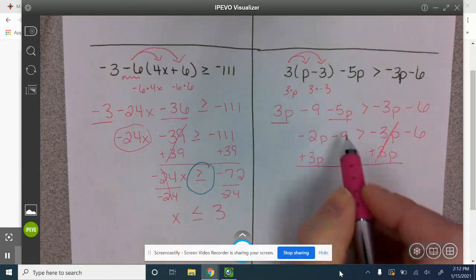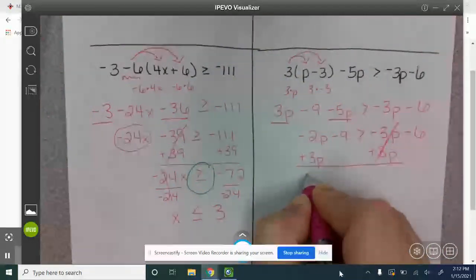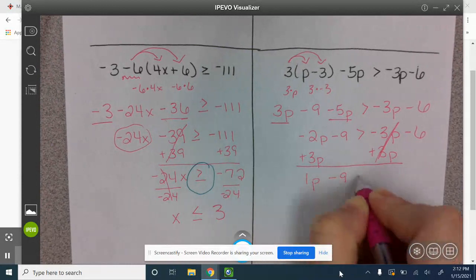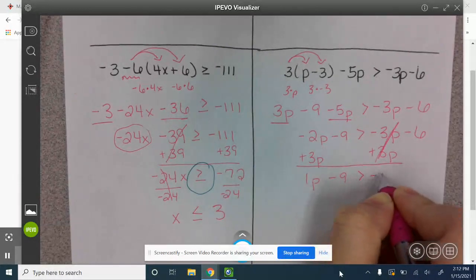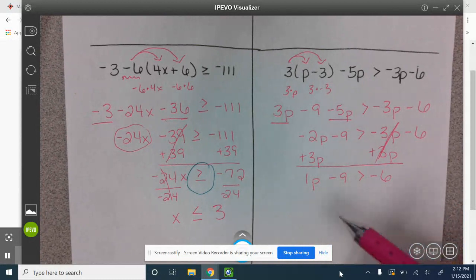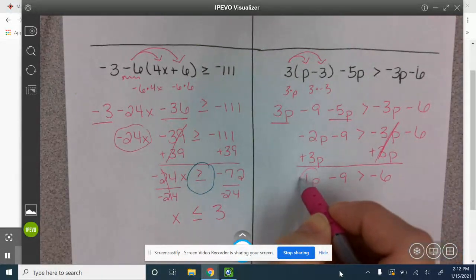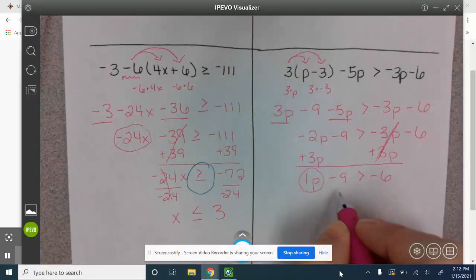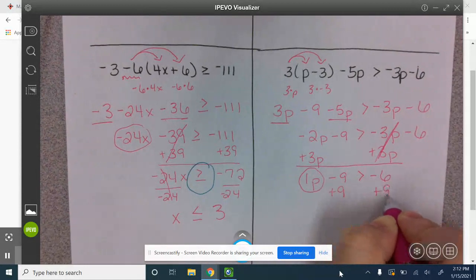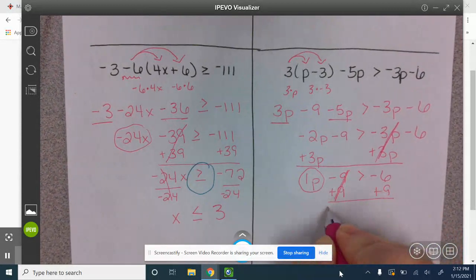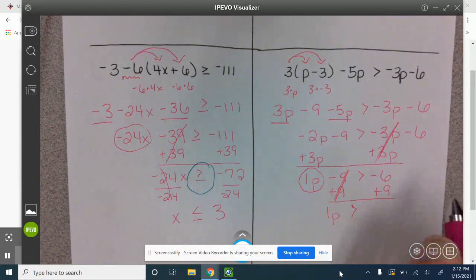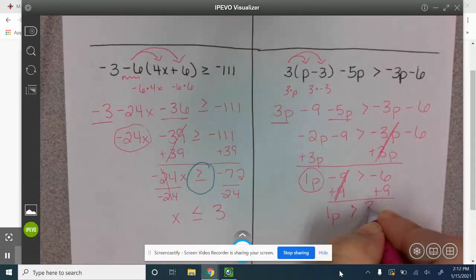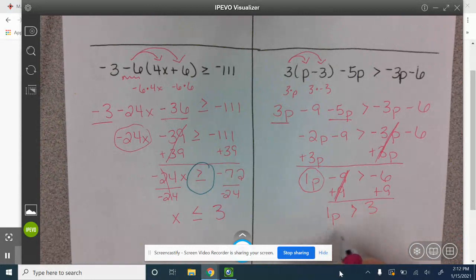They cancel out. Negative 2 plus 3 would give me 1p. Bring down everything else. Minus 9 is greater than negative 6. Now we're at a two-step equation. Circle your couple. How do you kick out minus 9? Or what's the opposite of negative 9? It's adding 9, so we add 9. If you add 9, you add it to both sides. So we're left with 1p is greater than negative 6 plus 9, which gives you positive 3. To undo 1 times p, we're going to divide by 1 on both sides. And p is greater than 3.